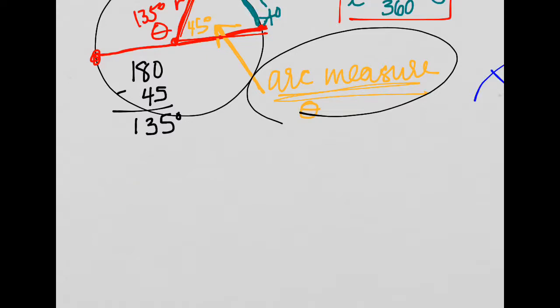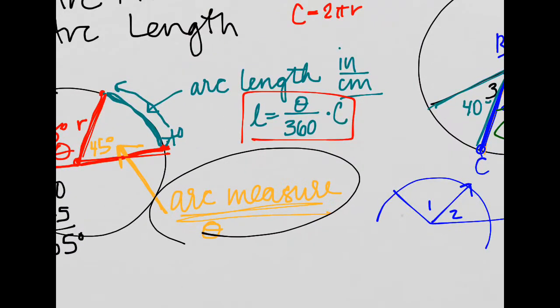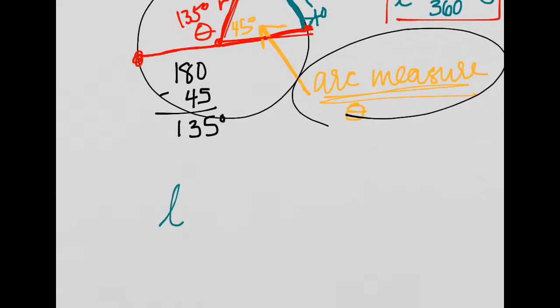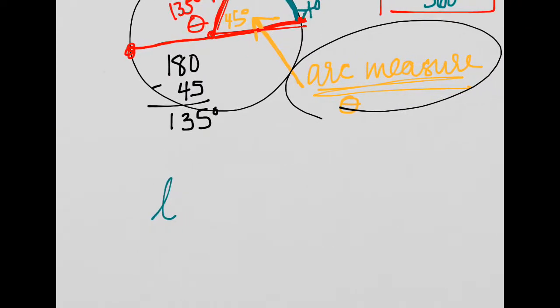Let me make this the same color as before. So the length of the arc. You might say, what is the length of some arc? We know that it's referring to arc length. And if it talks about degrees, then we know it's talking about arc measure. So that's how we're going to see the difference between these two.